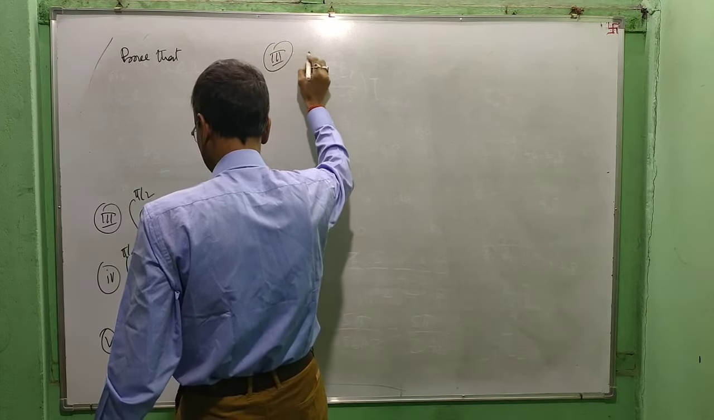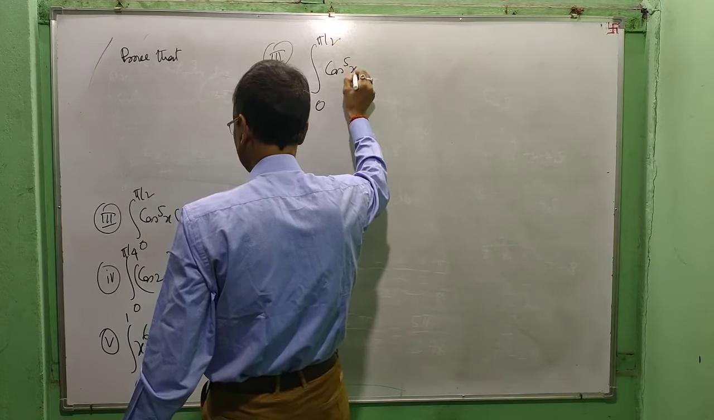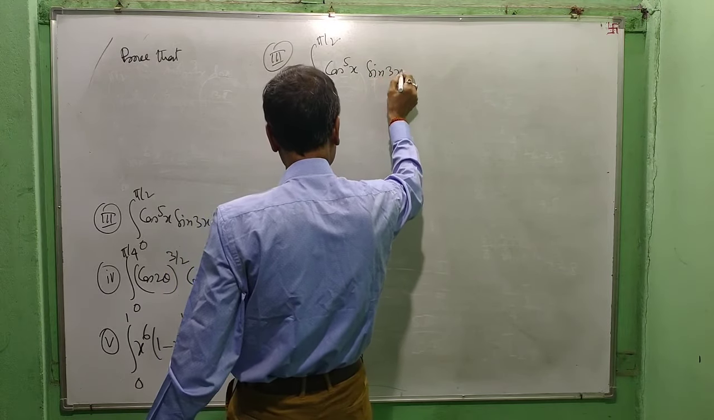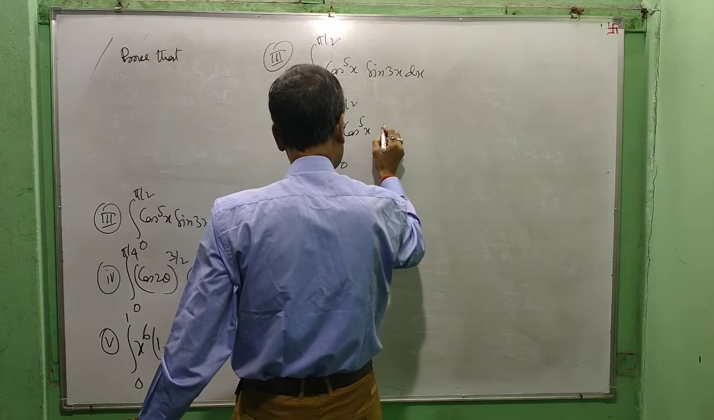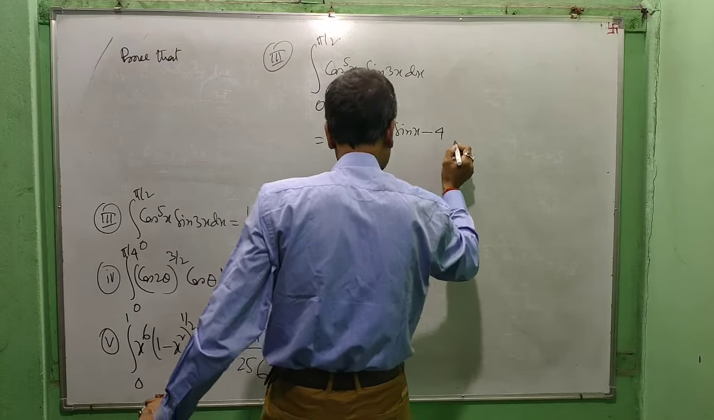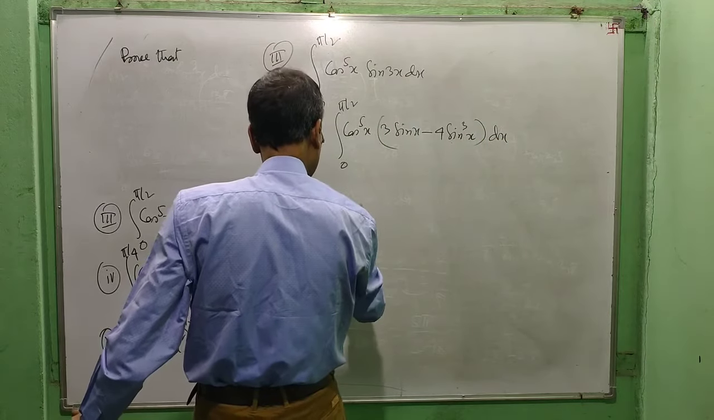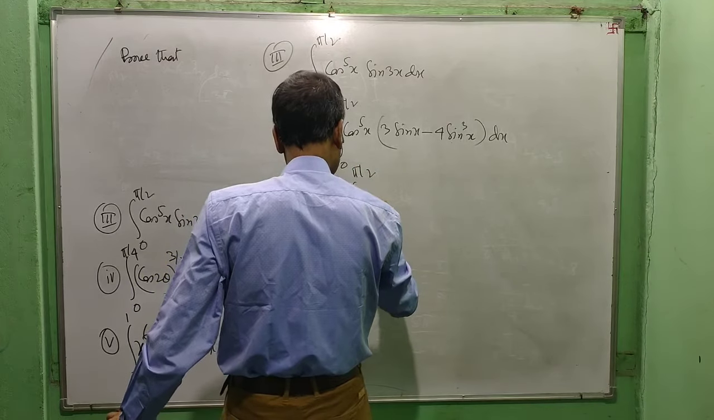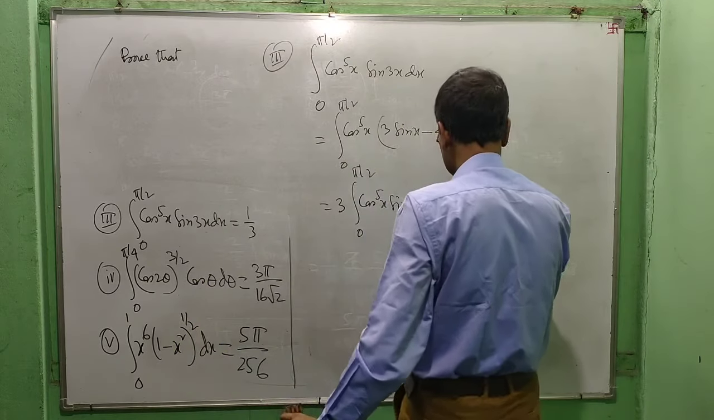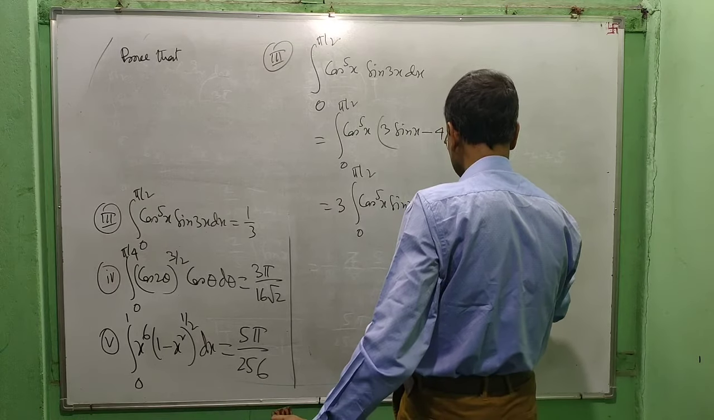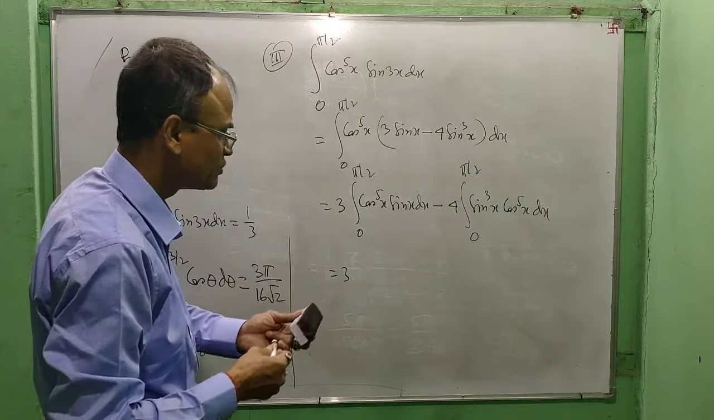Number 3. Integration 0 to pi by 2, cos to the power 5x into sin 3x. This is equal to integral 0 to pi by 2 cos to the power 5x, and sin 3x may be written as 3 sin x minus 4 sin cubed x. This is equal to 3 times the integral 0 to pi by 2 cos to the power 5x into sin x dx, minus 4 times the integral 0 to pi by 2 sin cubed x into cos to the power 5x dx.